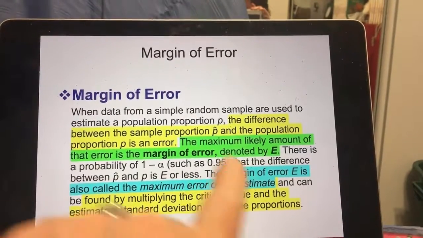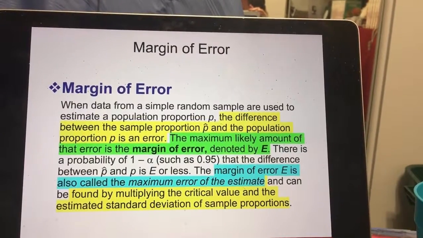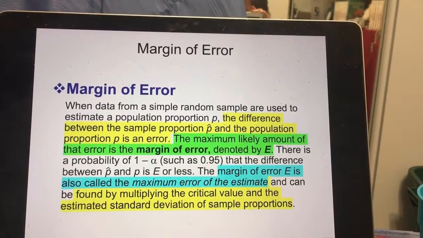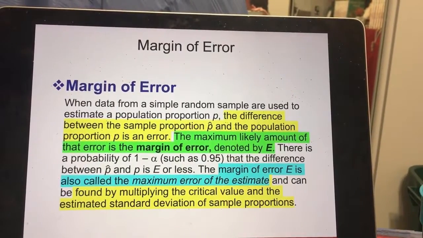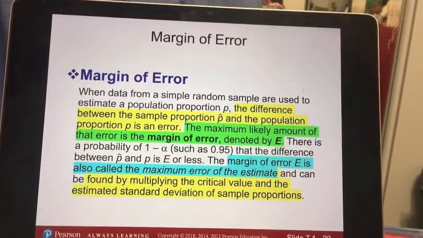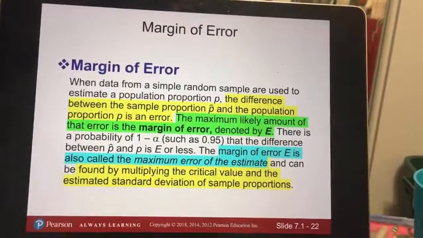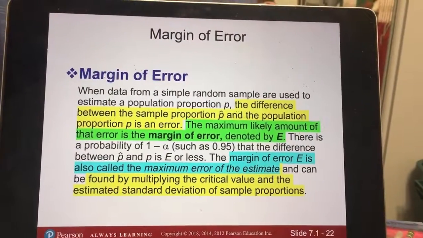less. The margin of error is also called the maximum error of the estimate and can be found by multiplying the critical value and the estimated standard deviation of sample proportions. That's a whole bunch of words, but guess what? Your book's going to give you a formula to do this with.